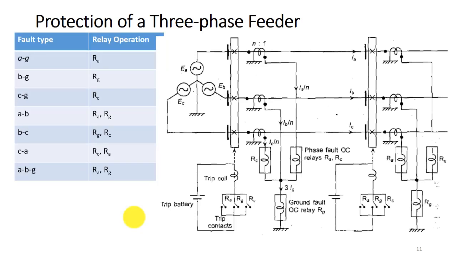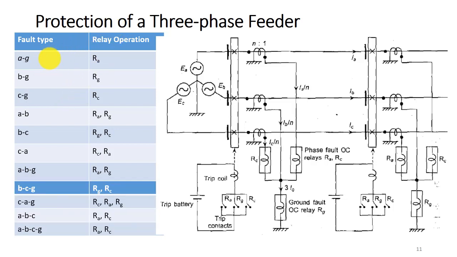Similarly, here we can see another type of arrangement, protection of three-phase feeder, where we are considering the ground fault. So we have obviously this relay we can see here, right? So here we can see phase fault overcurrent relay RA, RC, right? For RA and RC, only a single coil will be sufficient for RC, and then for ground fault, there is an overcurrent relay here, that is RG, right?